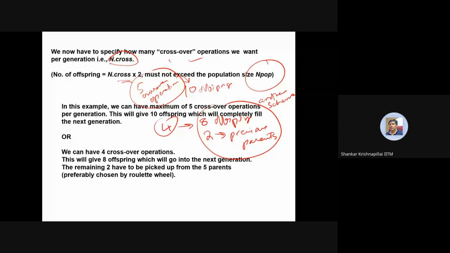But usually the first one is used everywhere. That is, the entire next population is filled with offspring. Okay. So these two are explained here. We can have 4 crossover operations. That is 8 offspring which will go to the next generation. Then the remaining 2 will have to be picked from the 5 parents by roulette wheel.